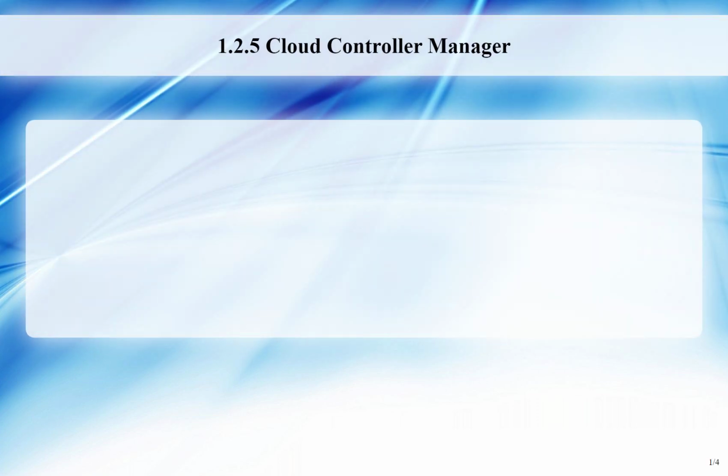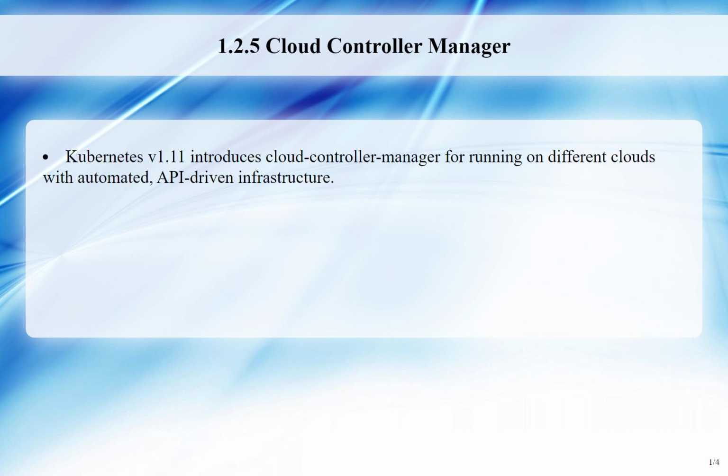Chapter 1.2.5 Cloud Controller Manager. Kubernetes v1.11 introduces a beta feature called Cloud Controller Manager, which allows users to run Kubernetes on public, private, and hybrid clouds. This feature is designed to facilitate automated, API-driven infrastructure with no tight coupling between components.